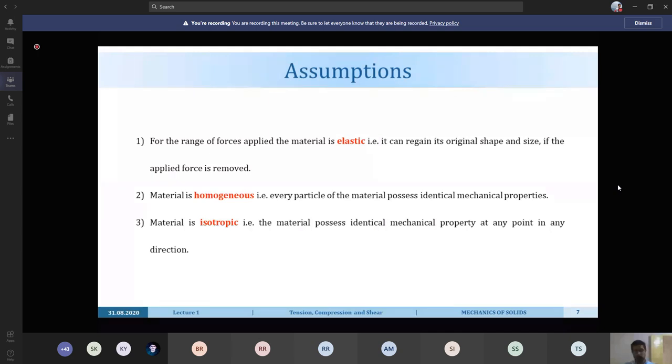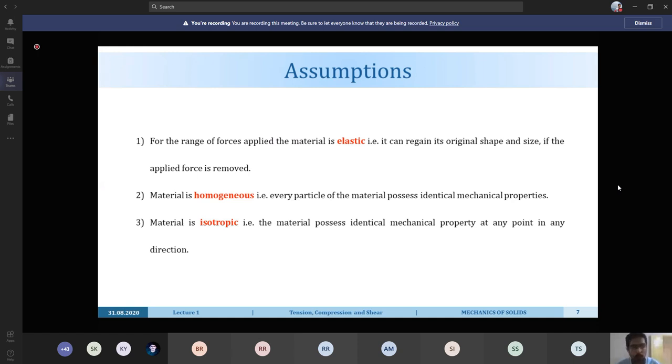So let's start with some assumptions which we are following in this course. Basically, we assume that the material is elastic in nature. So what do you mean by elasticity? Elasticity means that the material can regain its original shape and size even if the applied force is removed. And the second assumption is that the material is homogeneous, in the sense that every particle of the material possesses identical mechanical property, and the material is isotropic also, that is, the same property in any direction at any point.